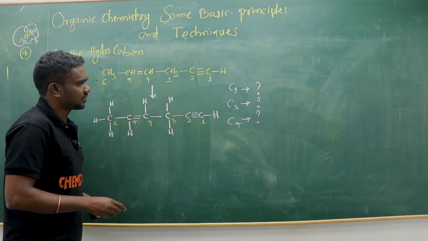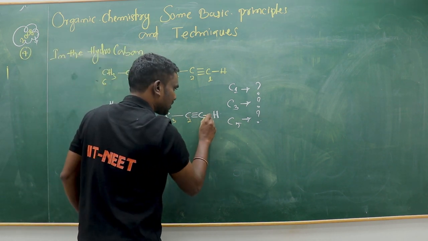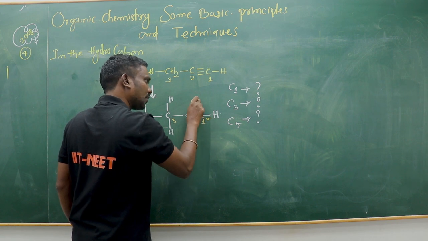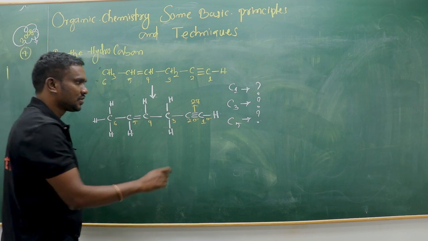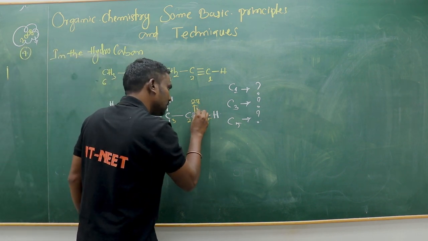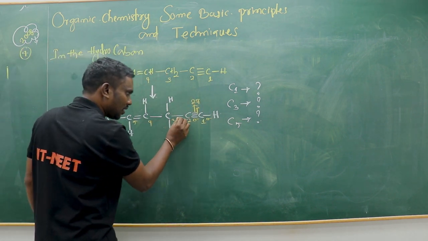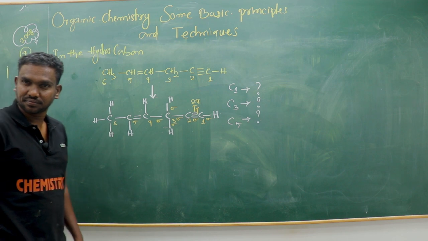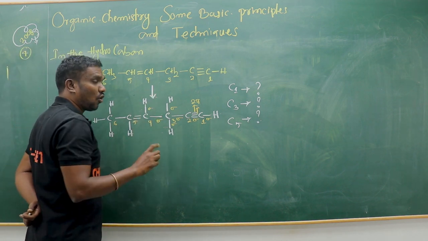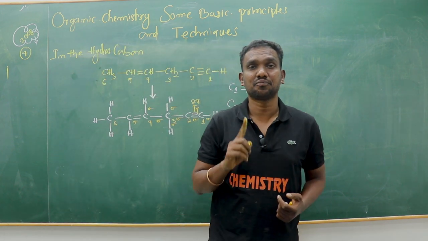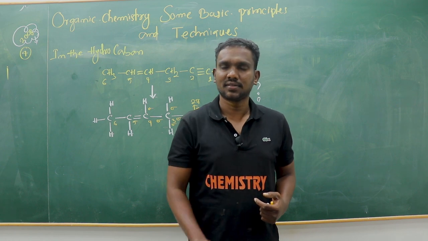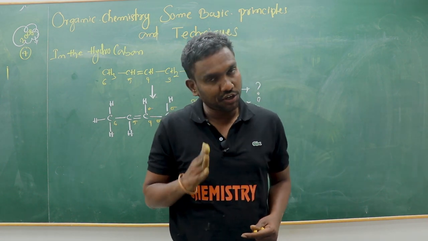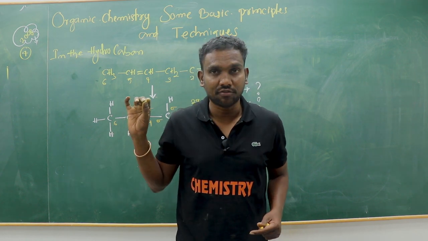See my dears, the first carbon: a single bond is a sigma bond, clear? In a triple bond, there is one sigma bond and two pi bonds. All single bonds are sigma bonds. In a double bond, one is a pi bond and one is a sigma bond. The pi bonds are not considered for hybridization. We just have to consider sigma bonds.